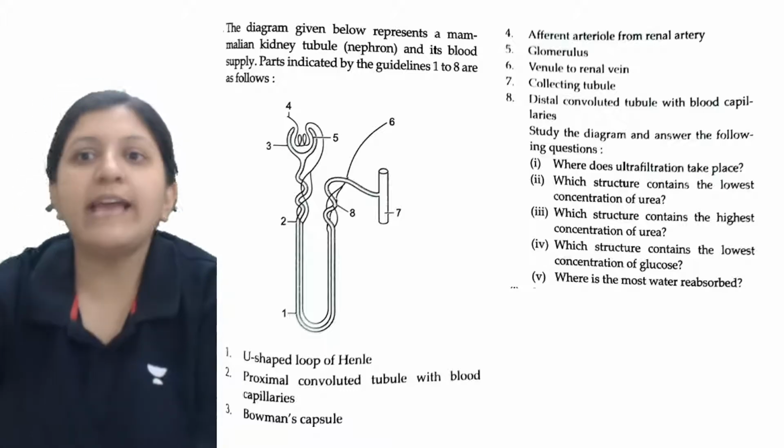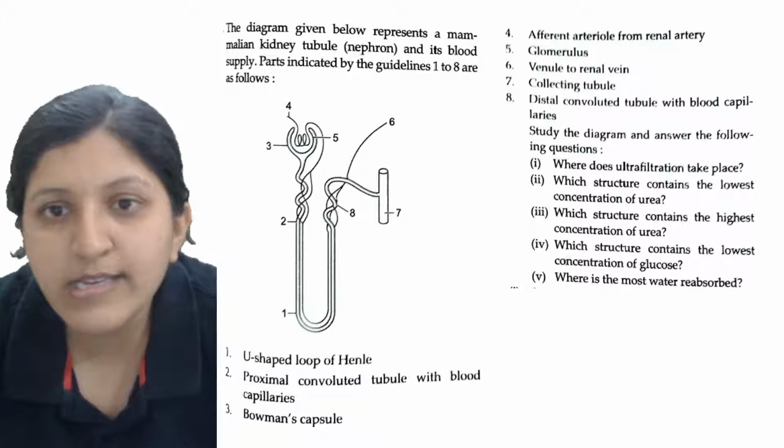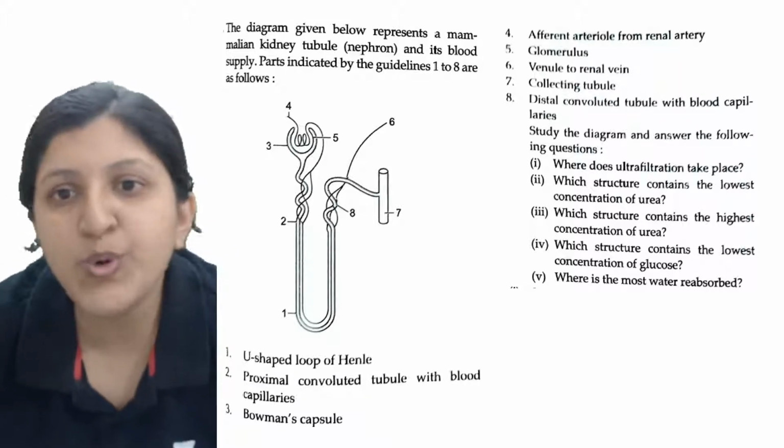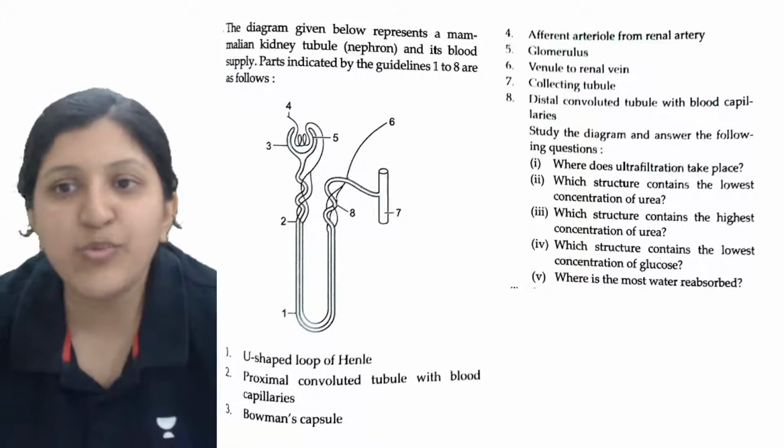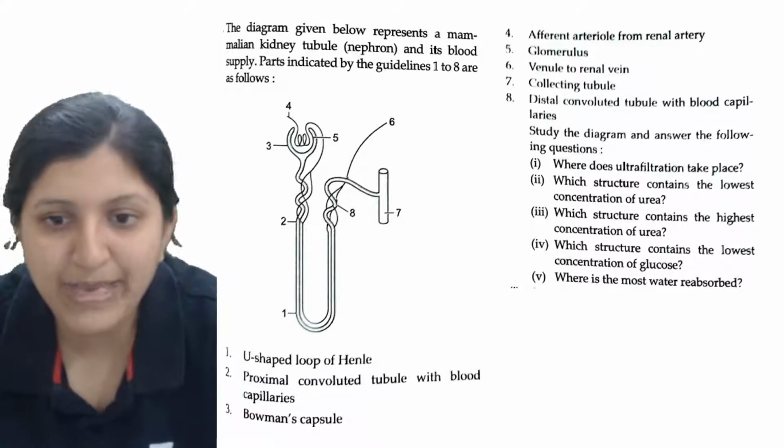So next one, the diagram given below represents the mammalian kidney and its blood supply. The parts indicated by the guidelines 1 to 8 are as follows. So they have given a particular labeling over here.